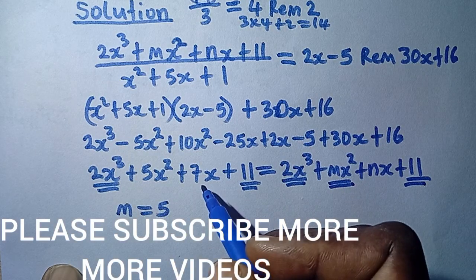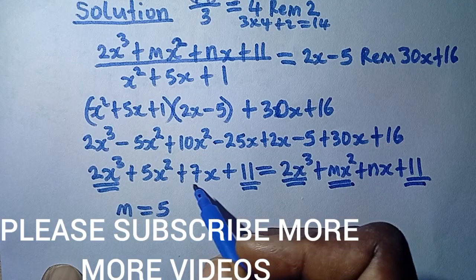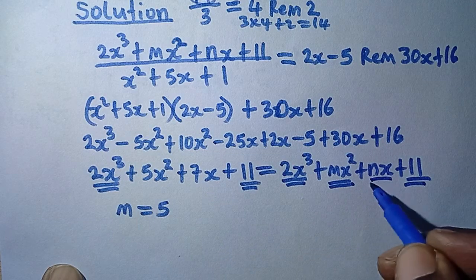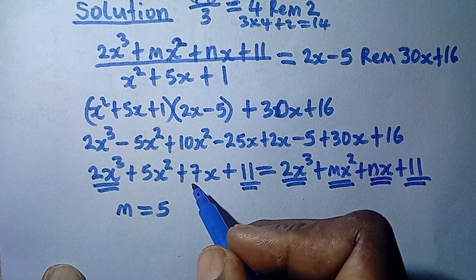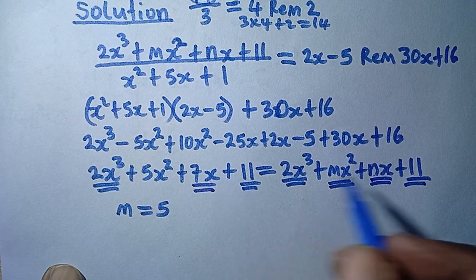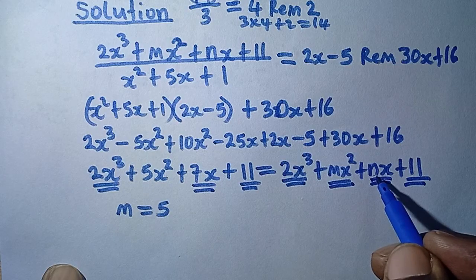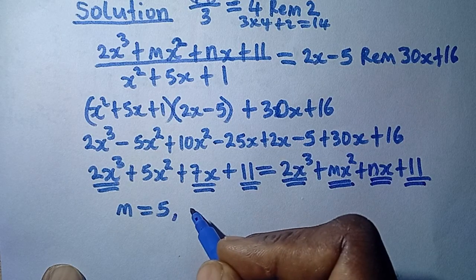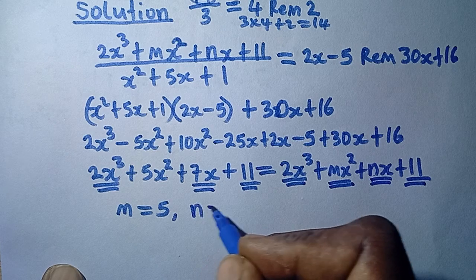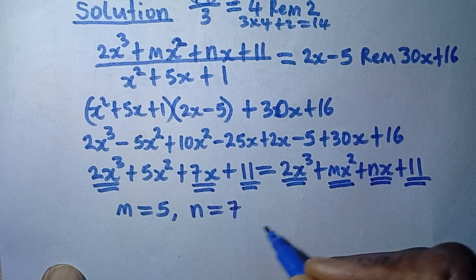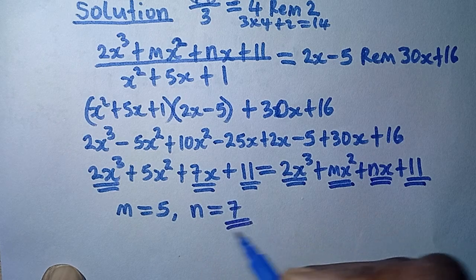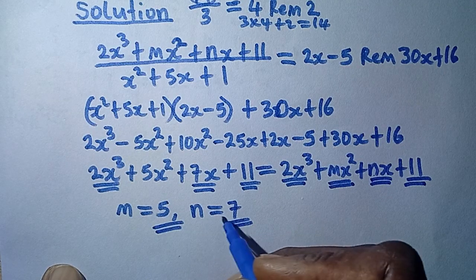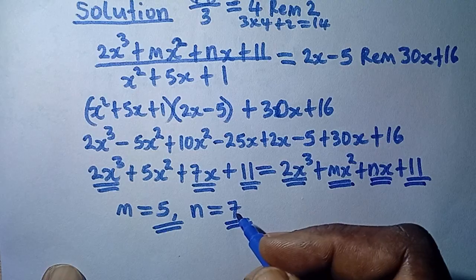Similarly, when we compare the terms in x, this is 7x and this is nx. So nx is equal to 7x. Comparing them shows that 7 is equal to n, or n is equal to 7. So these are the two required values. m is equal to 5 and n is equal to 7 is the final answer.